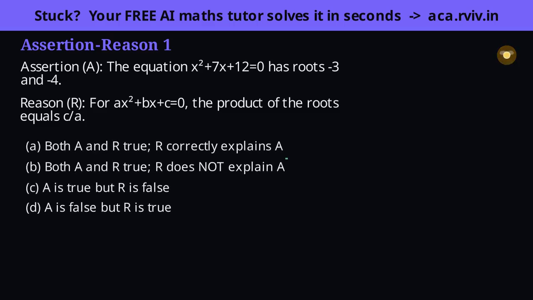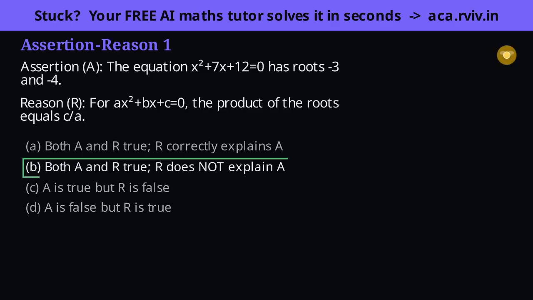First, the assertion. Substitute minus 3 and minus 4 into x squared plus 7x plus 12, both give 0, and their sum minus 7 matches minus b over a while their product 12 matches c over a, so the assertion is true. Now the reason, the product of roots rule, product equals c over a, is a genuine true statement too.